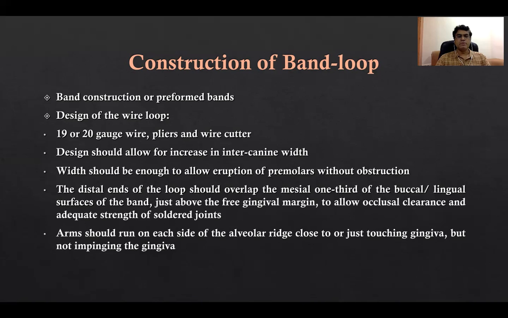The width of the loop should be enough to allow eruption of the premolars without obstruction, and the distal ends of the loop should overlap the mesial one-third of the buccal and lingual surface of the band just above the free gingival margin to allow occlusal clearance and adequate strength of the shoulder joints. The arms of the loop should run on each side of the alveolar ridge, close to or just touching the gingiva but not impinging onto the gingiva.